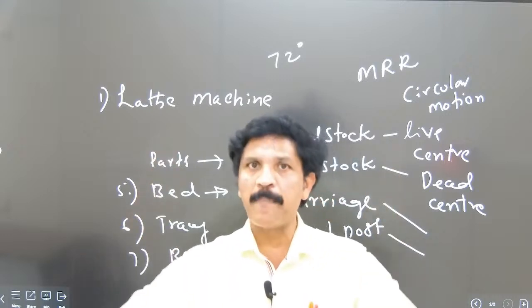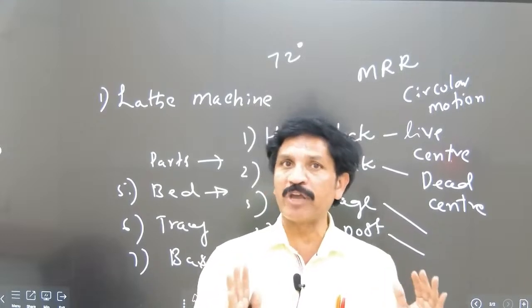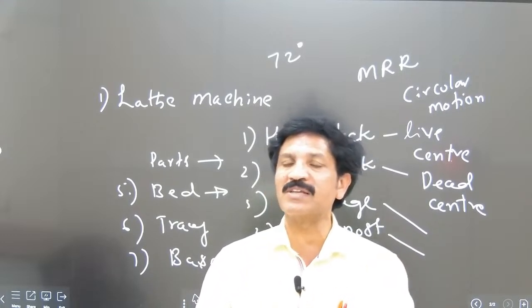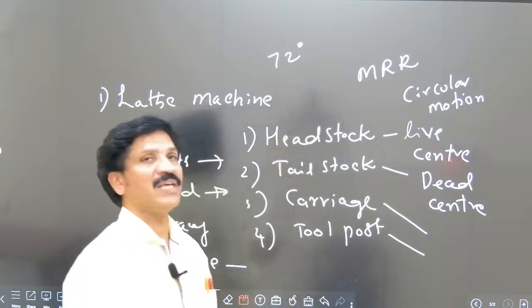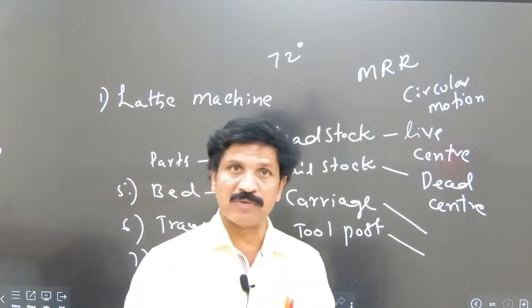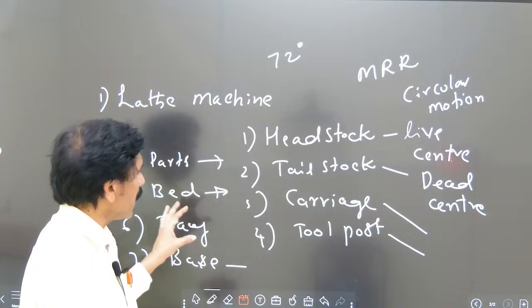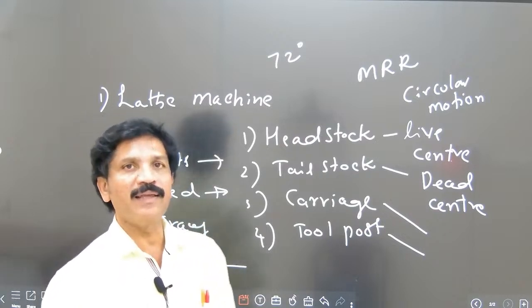It is inconvenient for the movement whenever all the lathe machines are fixed in a row. That means it is parallel-wise. So it is very difficult. So all the lathe machines are fixed with some inclination, and that inclination is 72 degrees. Okay. So these are the important parts which are observed on the lathe machine.